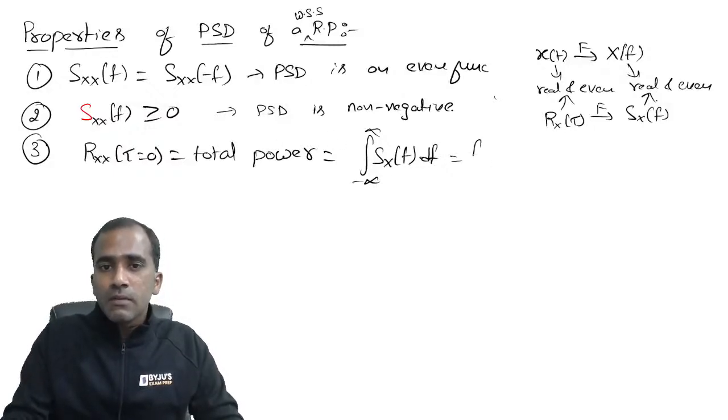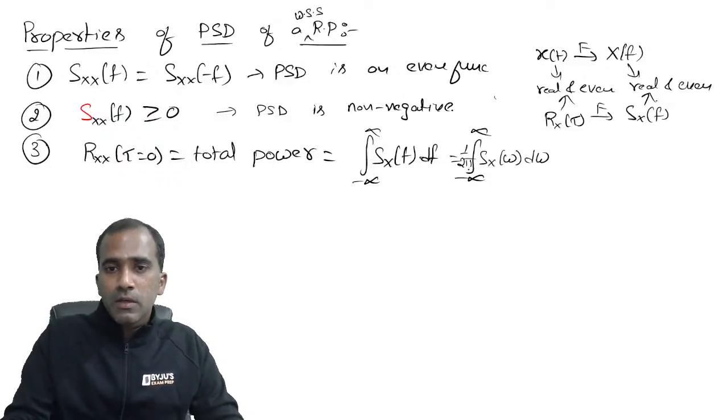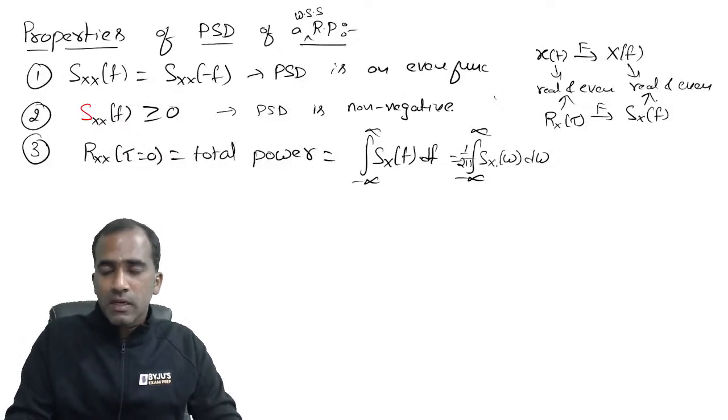Or if you are dealing in terms of omega, there should be an extra 1 by 2 pi. Do the same integration, but after integration, multiply by 1 by 2 pi to get the power. The answer will be the same whether you do this or this.